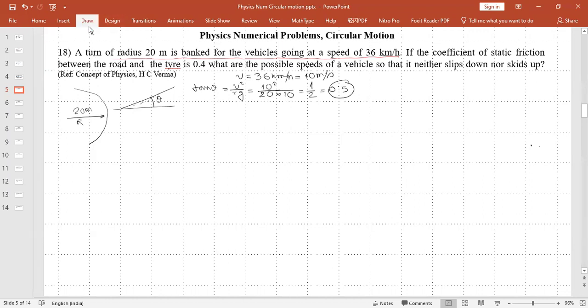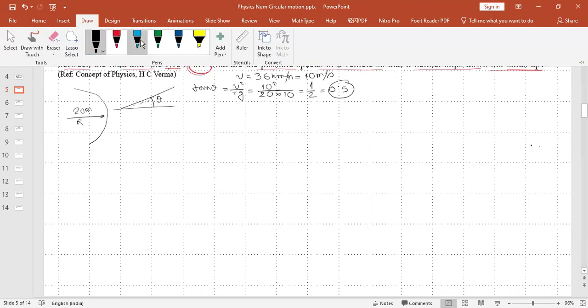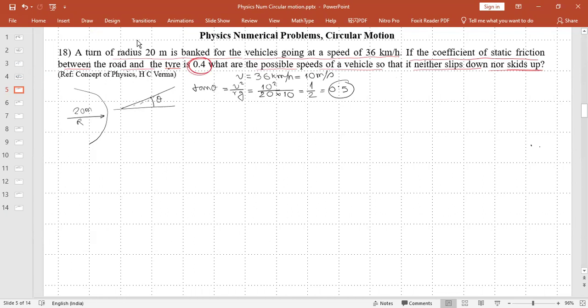Then it says, the coefficient of static friction between the road and the tyre is 0.4. What are the possible speeds for a vehicle so that it neither slips down nor skids up? First, for this kind of problem, you have to first understand the problem. There is slipping down or skidding up.